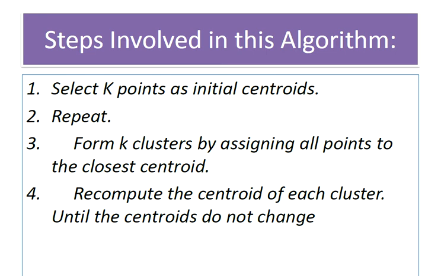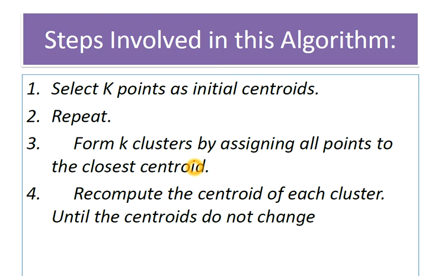Then the second step means repeat. What do we need to repeat? We need to repeat steps 3 and 4. Step 3: form K clusters by assigning all points to the closest centroid. So you have, say, n objects and you are going to assign each object to one particular cluster. This is a case of a hard clustering algorithm. Please note down that the K-means algorithm is a hard clustering algorithm, and hard means one point may belong to only one cluster. It cannot belong to two different clusters.